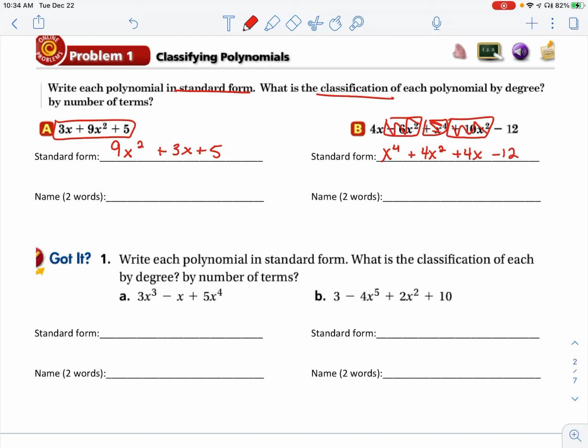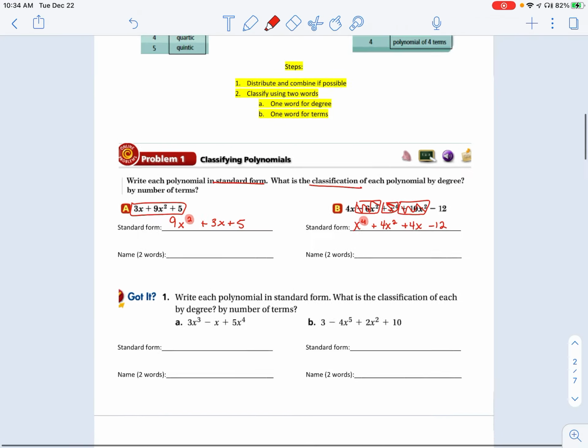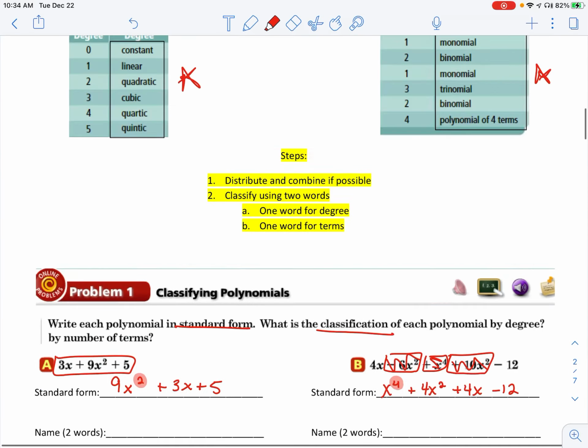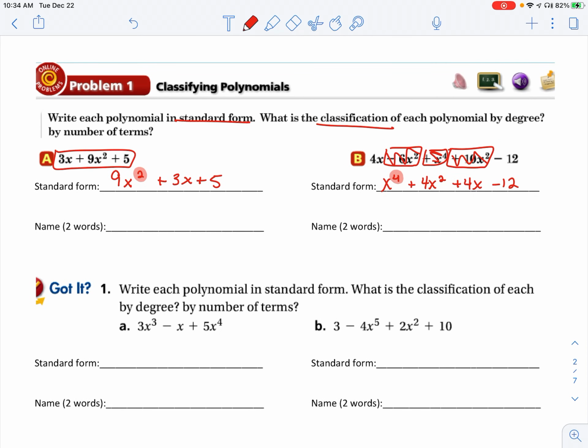So now that I put both of these in standard form, let me go ahead and use the names of them. So I need to use one name for my degree and one name for my term. So my biggest degree is on this one, my biggest degree is a 2. Over here, my biggest degree is a 4. So let's start with those words first. If I have a degree of 2, I call it a quadratic. So degree of 2 means a quadratic. So I'm going to go down here, and because the degree is 2, I will write quadratic.